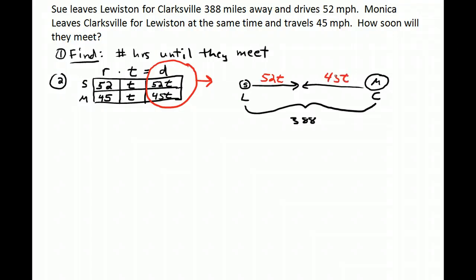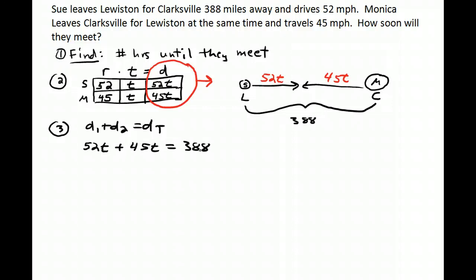Now you should be able to tell from this picture what my equation is. I have two shorter distances adding up to a total distance. So my problem is going to be d1 plus d2 equals distance total. So I'm going to have 52t plus 45t equals 388. And that's the equation that I'm going to solve.